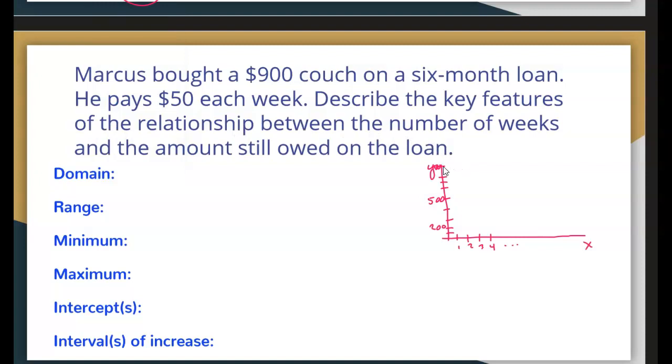So we're going to start this loan at $900. We know at week 0, Marcus owes $900 on this couch. And then at week 1, he has paid $50, so it goes down to $850. So at week 1, it's going to be right about there at $850. This one's 900. At week 2, it'll go down to 800. Week 3 down to 750. Week 4 at 700.